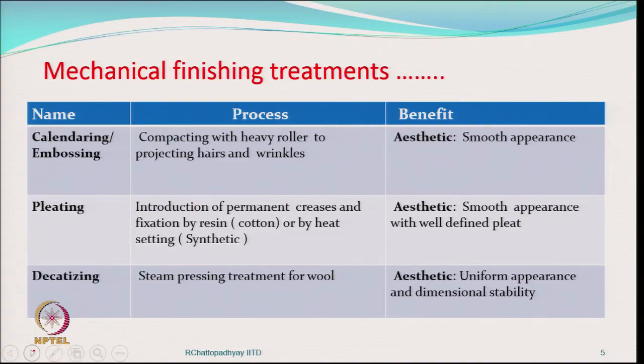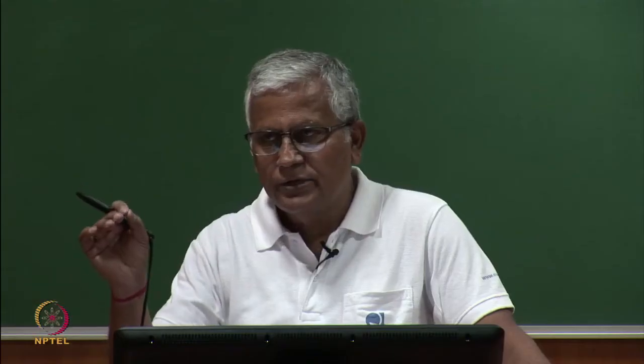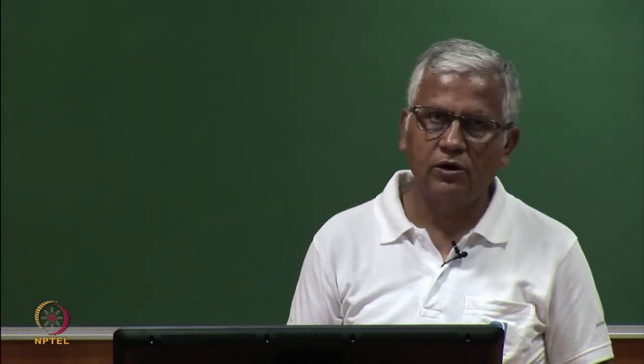The other one is pleating. It is done to create permanent creases. See, there are certain products where a permanent crease is required, like trousers. In some trousers, formal trousers, to be used as a suiting material, a very neat crease is very, very important there. So, it improves the definition of the crease, and it gives a smooth appearance. That is the purpose of pleating.